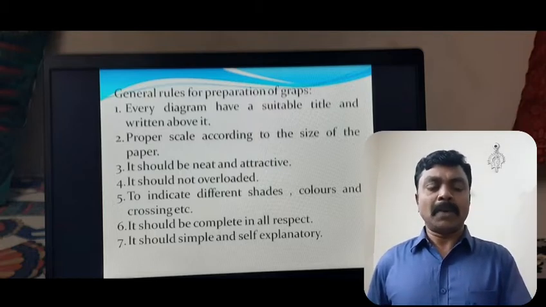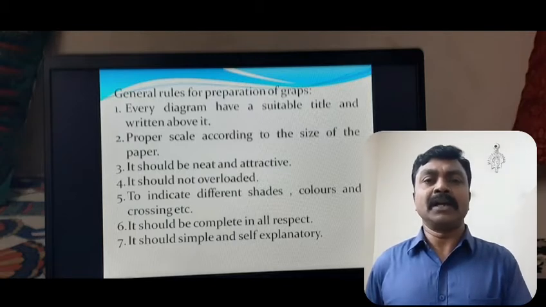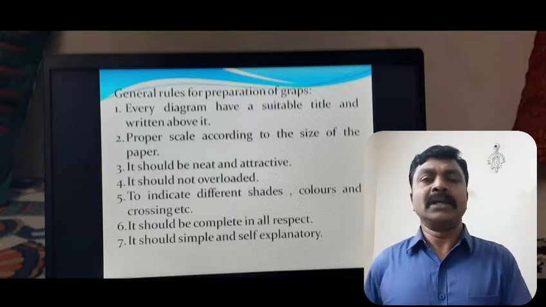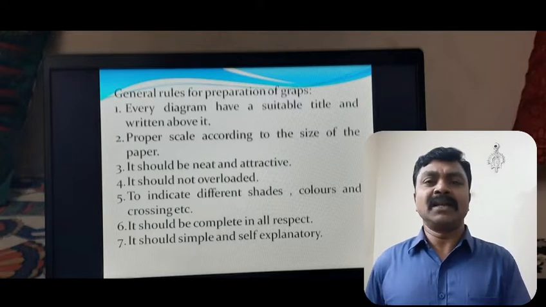Another rule is that a proper scale according to the size of the paper should be selected. For example, proper scales must be mentioned on the right side of the graph. Third, it should be neat and attractive. Every graph must be neatly written and it will be more attractive. Nowadays we have 3D effects, 2D effects, and different dimensions. It clearly shows the data, and anybody can read and understand it.